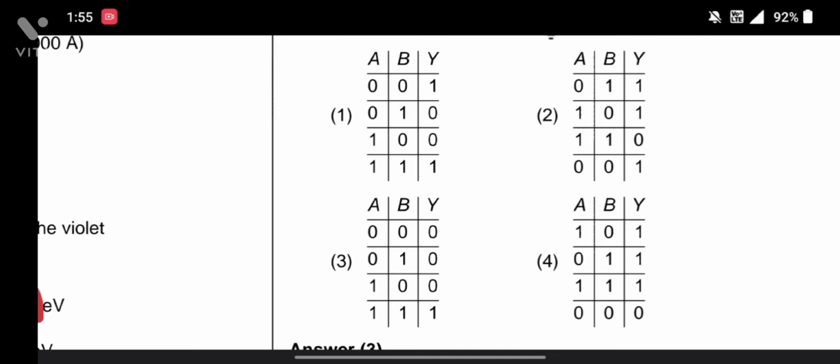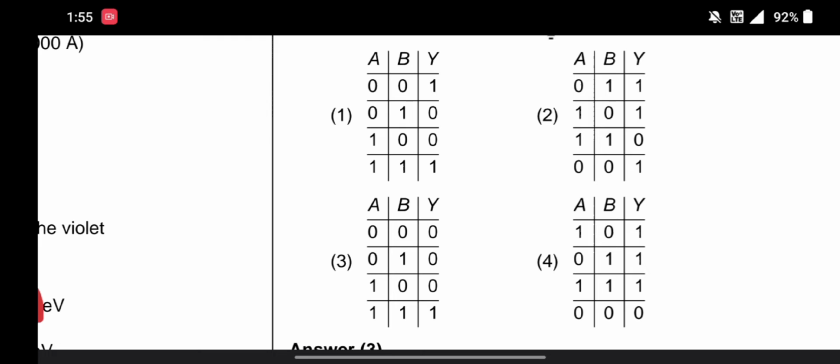Option 3: 0 into 0 is 0, correct. 1 0 is 0, correct. 0 1 is 0, that is also correct. 1 1 is 1. All of this is correct. If you remember the AND gate, that option is satisfying. Option A, sorry, option C.